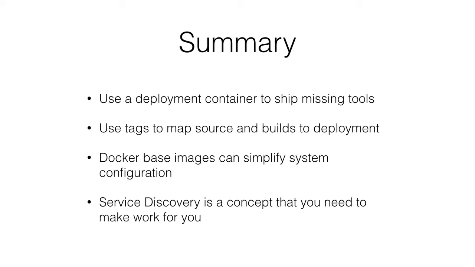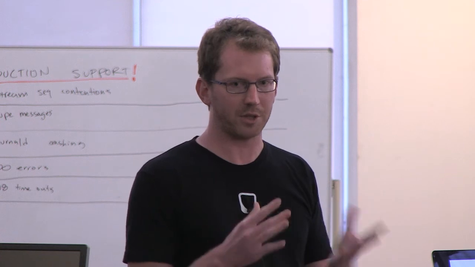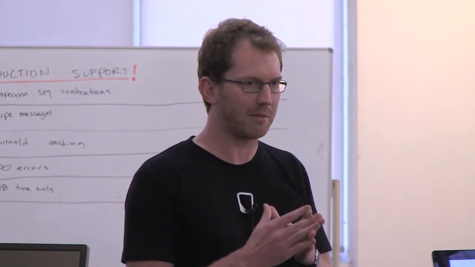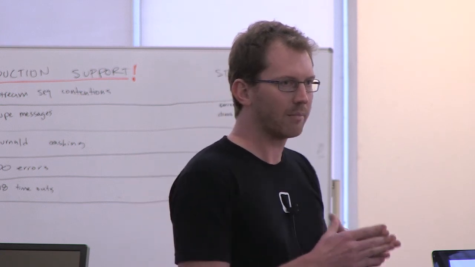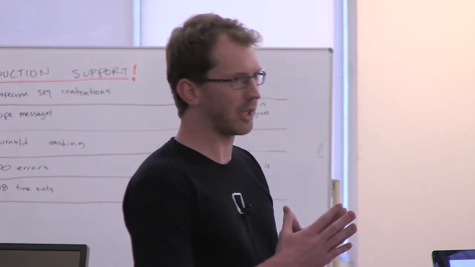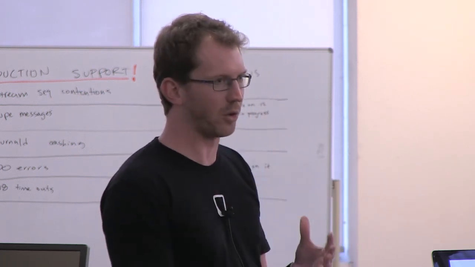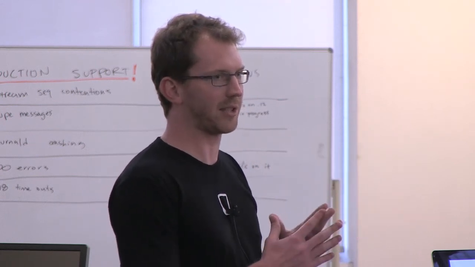So our lessons learned. Deployment container to ship our missing tools, that falls into the class of good right now, but maybe a temporary solution. We're not sure if that's exactly right. I wouldn't change it for anything else right now, but as, for example, fleet global units, if they gain the ability to do rolling deploys, maybe something like this doesn't make sense anymore.